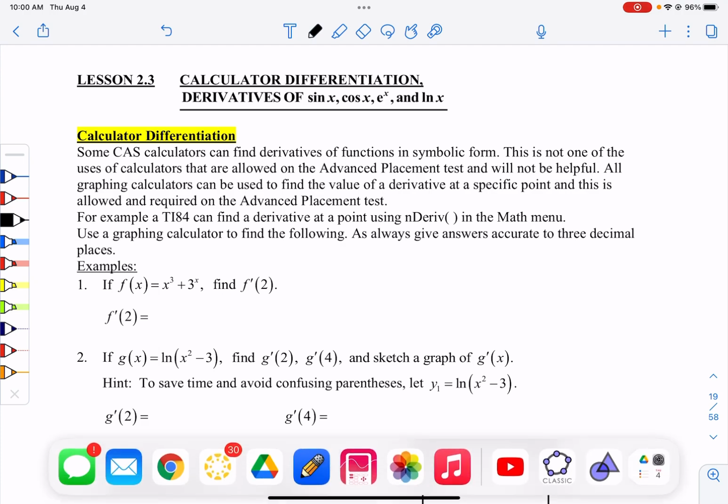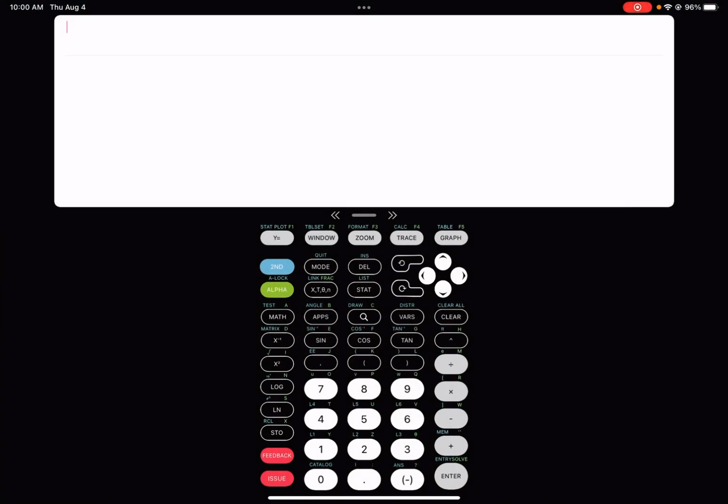So on your calculator, the lesson is going to tell you that a calculator cannot find, well, some calculators can. The calculators allowed on the test can't find a derivative directly. You can't say, hey, what's the derivative of e to the 3x squared minus 27x to the 1/4? It won't find that derivative for you. But what it will do is evaluate a derivative at a certain point.